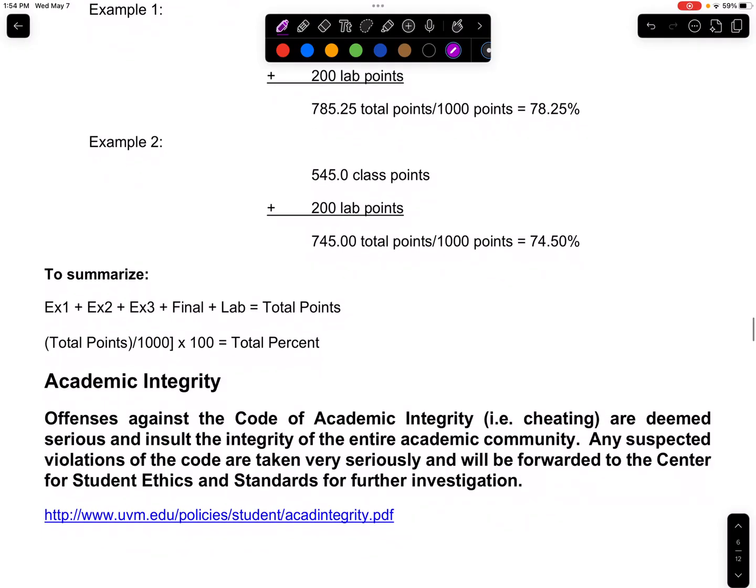Academic integrity, basically don't cheat. I know this is an online course, but I'm asking you to only use useful information that I provide for exams and not to use any outside resources save what I'm providing in the useful information sheets.